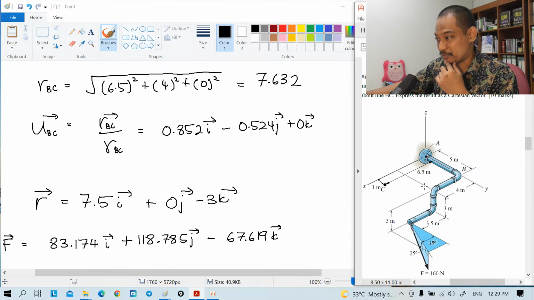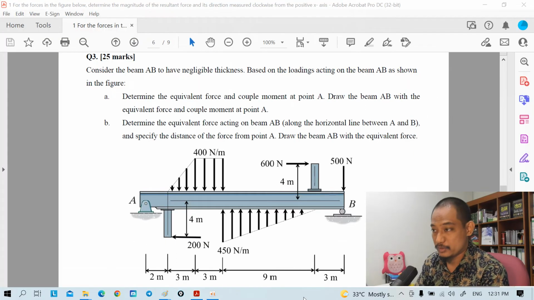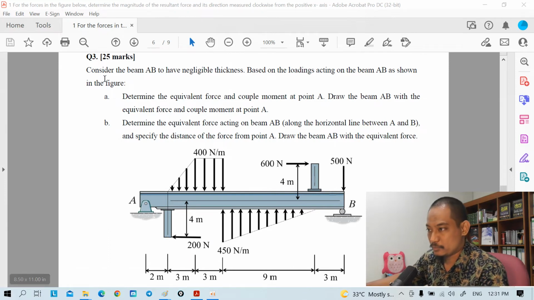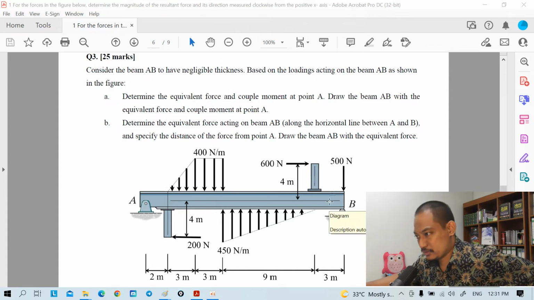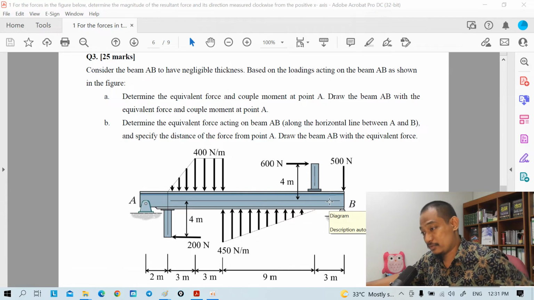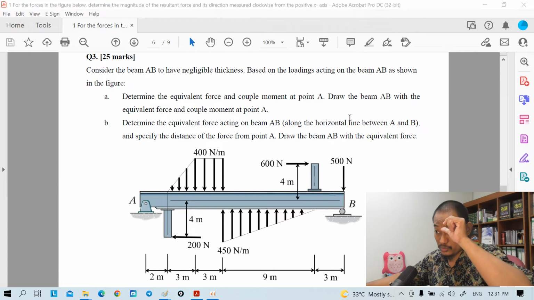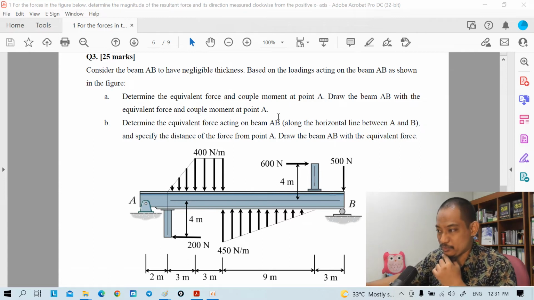So we'll prepare for question number 3. Okay, this is question 3. Consider the beam AB to have negligible thickness. So okay, this is the beam. You have beam A to B supported as shown, and this beam also has something like this attached. So consider the thickness is negligible. Okay. Based on the loadings acting on the beam AB as shown. So what loading do you have?